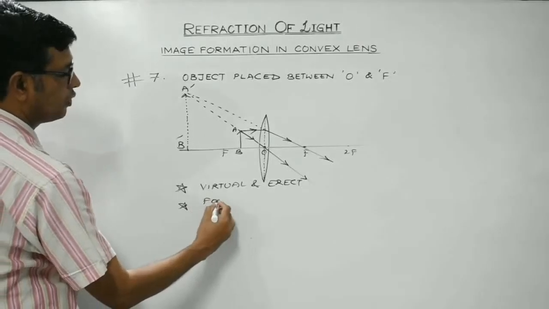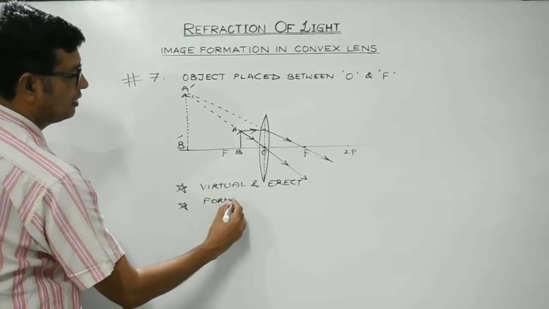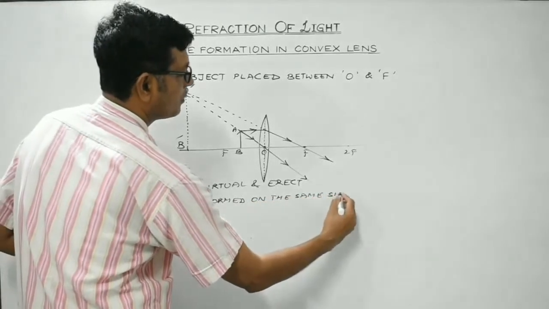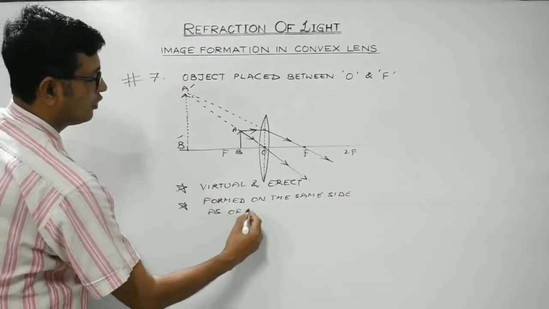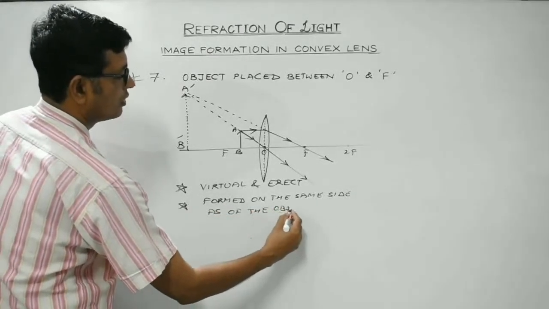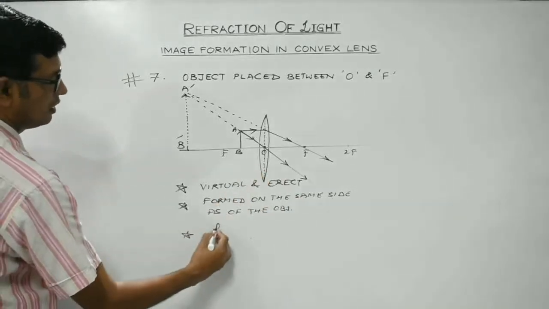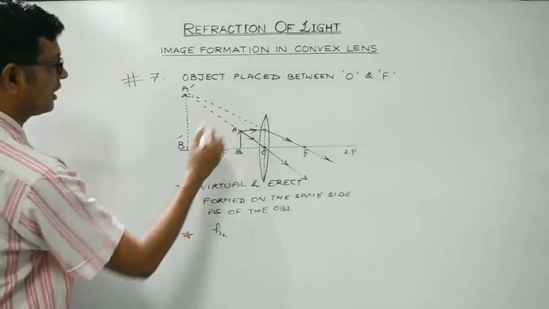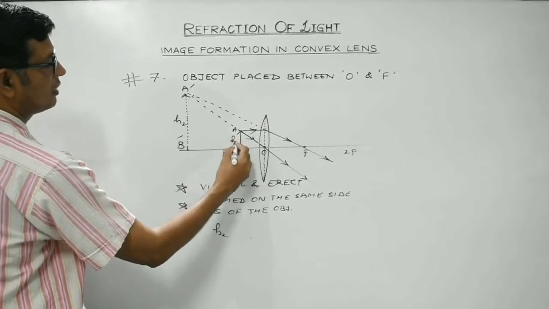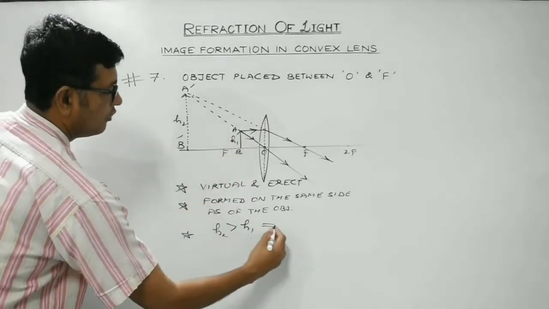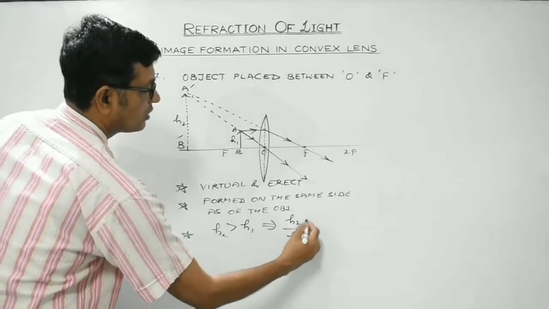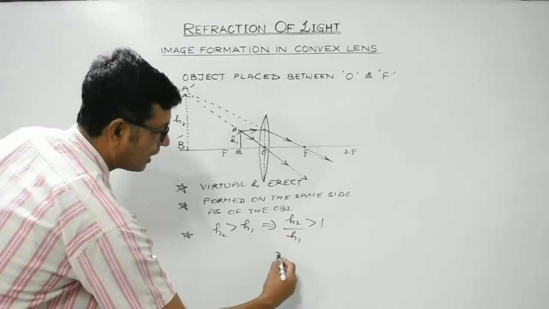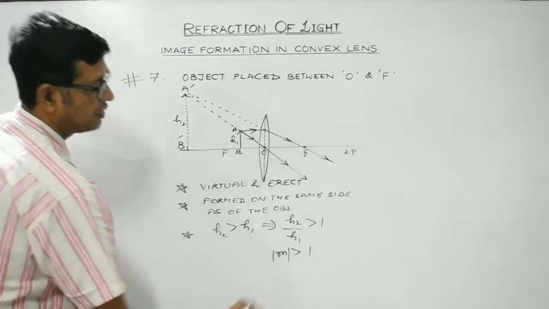Second, it is formed on the same side as that of the object. That is the reason why it is virtual. And third, look, it's pretty evident from the diagram. H2 is greater than H1. H2 is the size of the image. H1 is the size of the object. This is H2 and this is H1. So H2 is greater than H1, which implies that H2 by H1 is greater than 1. And students, the ratio of the size of the image to the size of the object is known as linear magnification. So linear magnification is greater than 1.